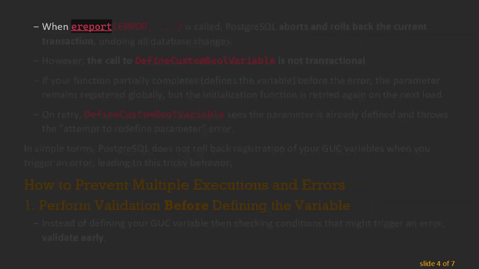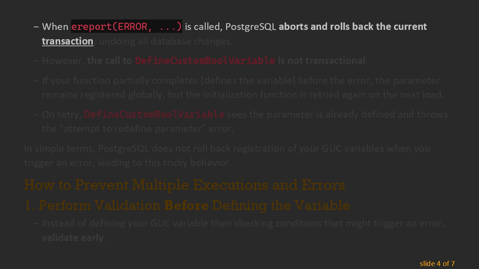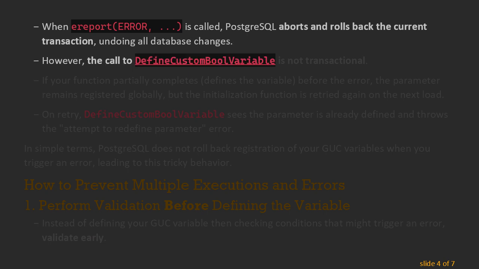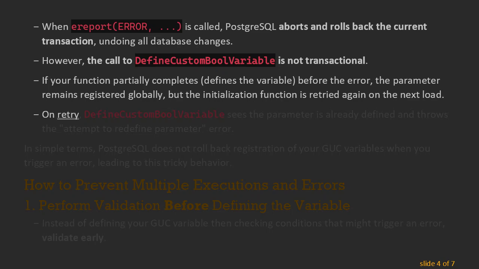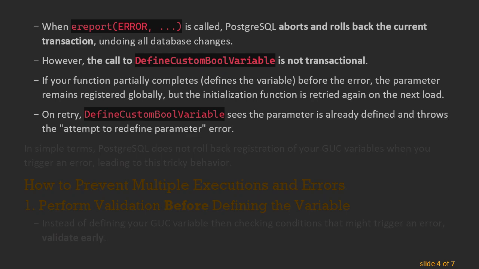When ereport error is called, PostgreSQL aborts and rolls back the current transaction, undoing all database changes. However, the call to DefineCustomBoolVariable is not transactional. If your function partially completes, defines the variable, before the error, the parameter remains registered globally, but the initialization function is retried again on the next load. On retry, DefineCustomBoolVariable sees the parameter is already defined and throws the attempt to redefine parameter error.